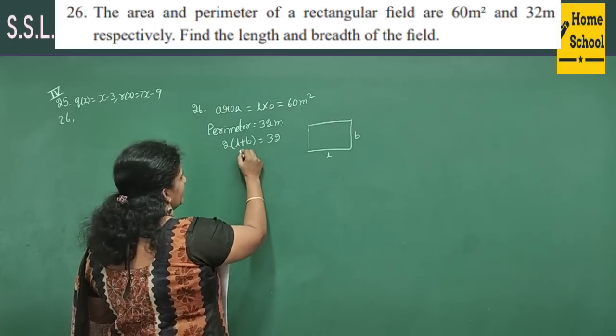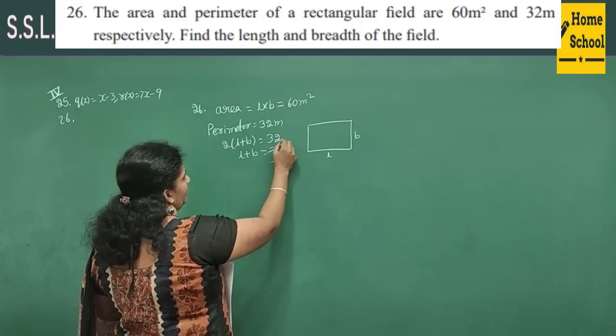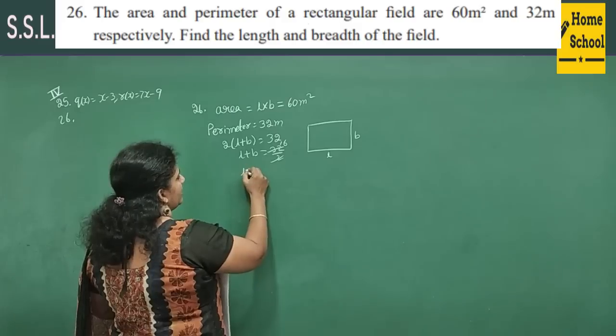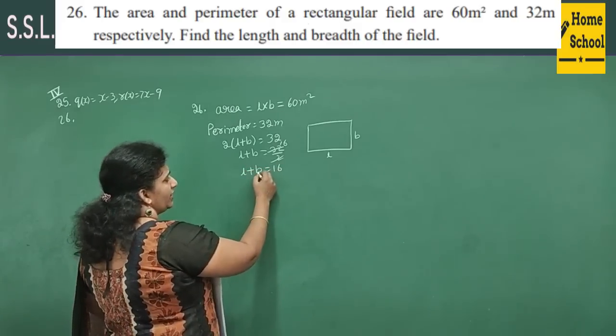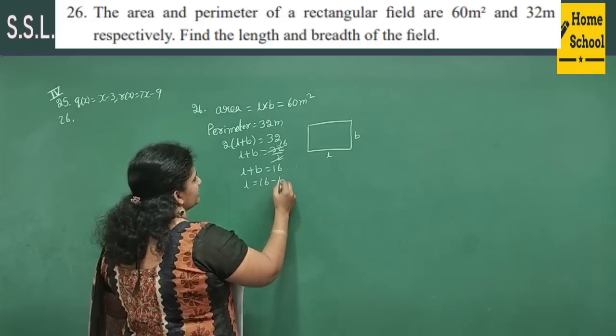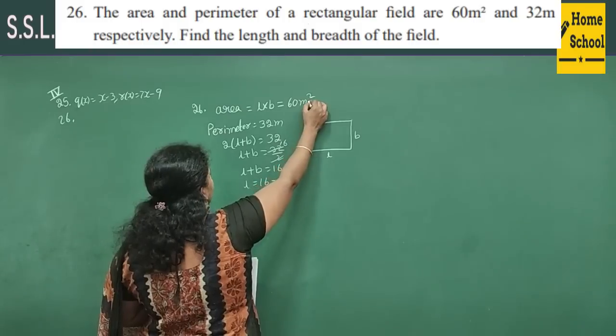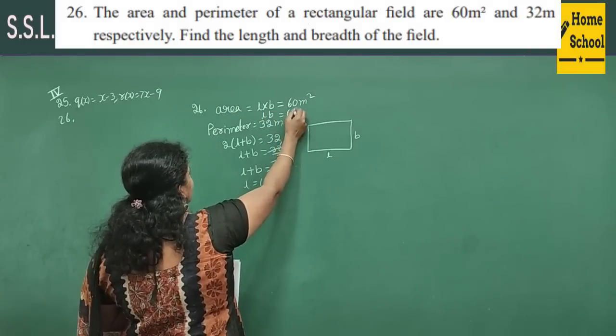This 2, send this side. L plus B is equal to 32 by 2, that will be 16. L plus B is equal to 16. If you want, you can transpose B to the other side. L is equal to 16 minus B. Mark this: L into B, or LB, is equal to 60.